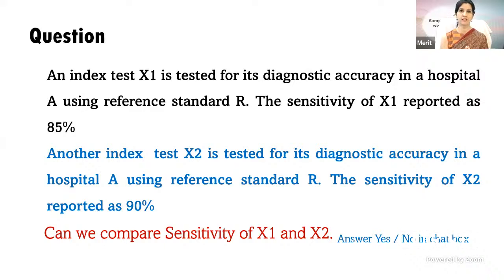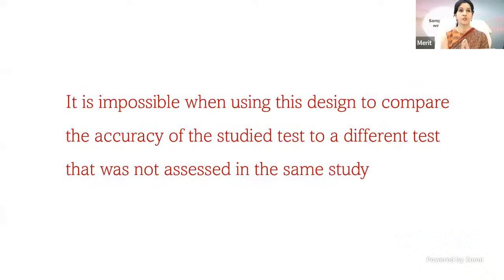So can we compare the sensitivity of X1 and X2? Please answer yes or no. So the answer will be no. Why no? Because they are done on different sets of individuals. They are not the same set of individuals. That's why we cannot compare. So in the study design, you should definitely take care of this point, that it should be the same set of individuals where we do both the index test and the reference test. So it is not possible to compare the accuracy using a different test which was not studied.